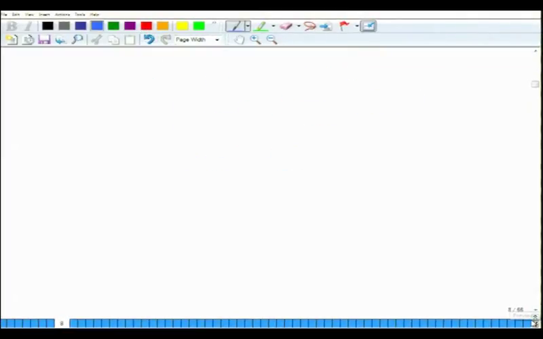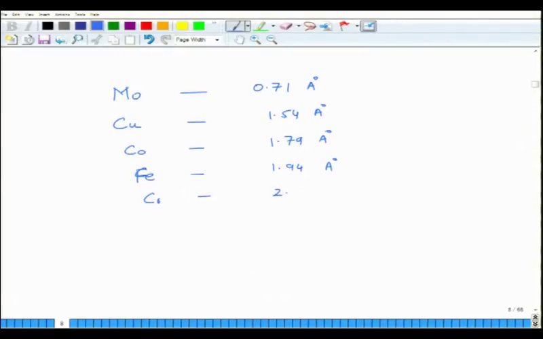Now let me give you the wavelength of various radiations that we use. For example, molybdenum gives about 0.71 angstrom, Cu we have about 1.54 angstrom, cobalt we have 1.79 angstrom, iron we have about 1.94 angstrom, and chromium is about 2.29 angstrom. So, if you have an iron containing material, we typically use cobalt or chromium, we do not use copper. So, that is how you choose.